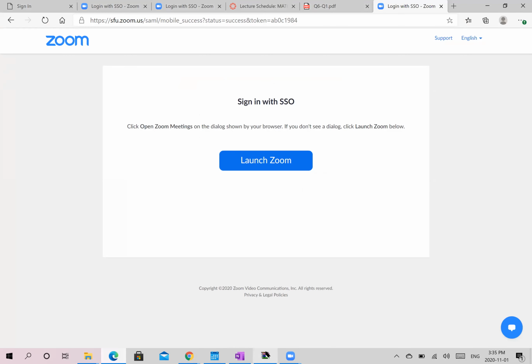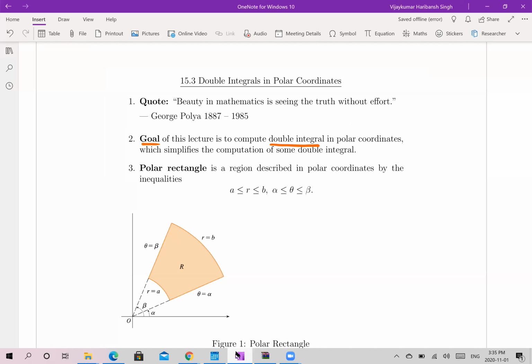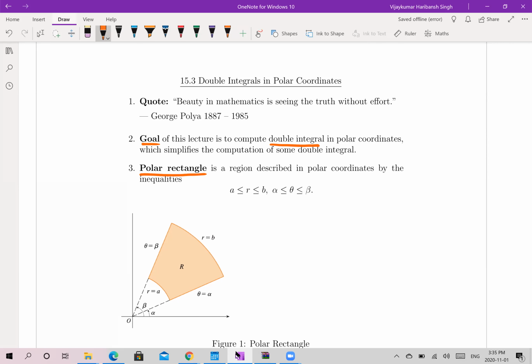of region over which you're integrating is essentially a polar rectangle. So what is a polar rectangle? A polar rectangle is a region in polar coordinates given by the inequalities: your r is between a and b. Recall r was the distance from the origin, right? So at any point your r is between a and b, and your angle theta is between alpha and beta.